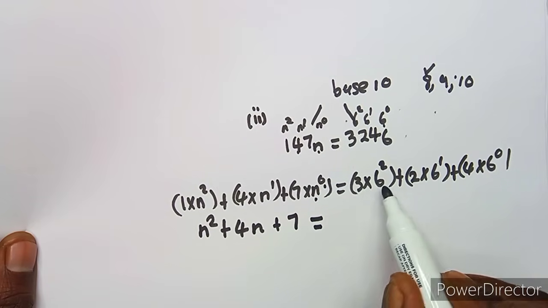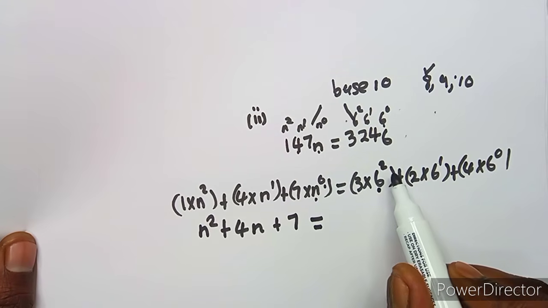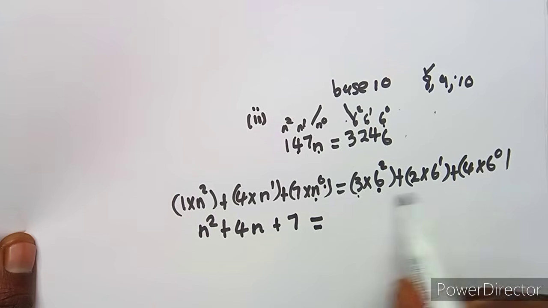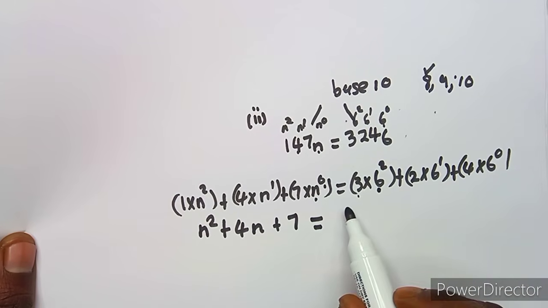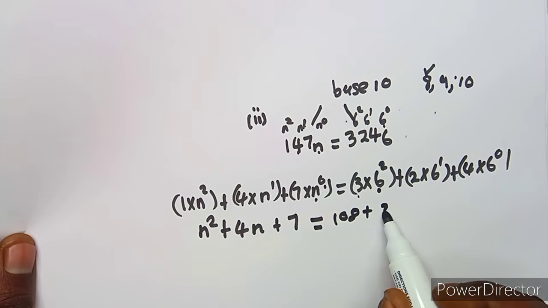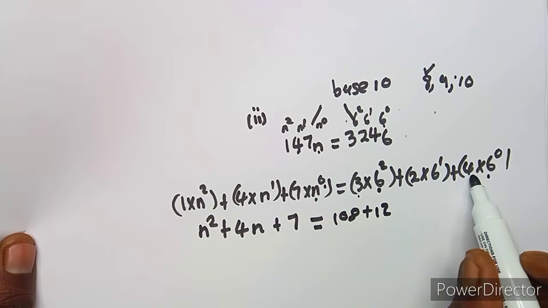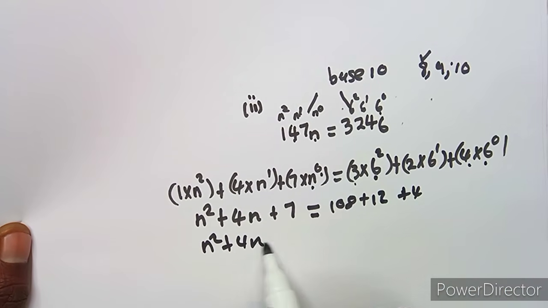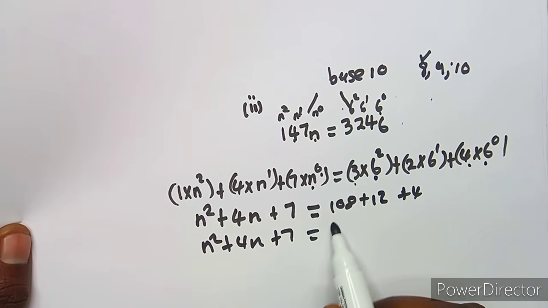So this is equal to, you simplify this part, guys: 36 times 3, but from your calculator you can just simplify this. You're going to obtain 108 plus 12 plus 4, then combine everything, which is equivalent to 124.